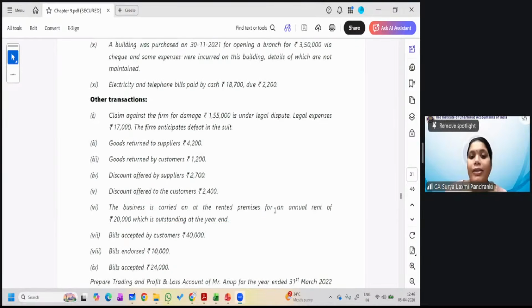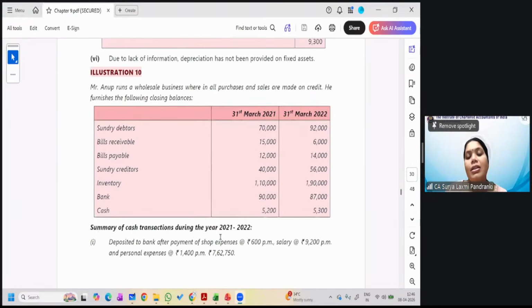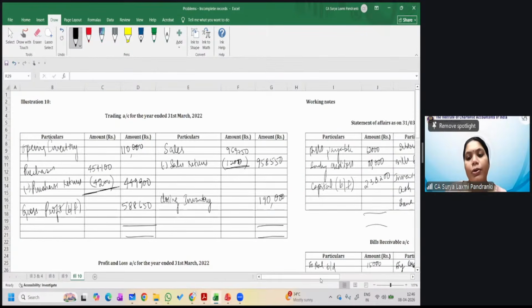Other means what? They're not involving any payment. They're not involving any cash or bank payment. That's why it is given as other transactions, right? Now they're asking you to do what? Prepare your trading account, P&L account, and balance sheet. Now, for a trading account, you will need what? Generally, to prepare a trading account, what do you all need? You will need opening inventory, closing inventory, purchases, sales. Then the balancing figure would be your gross profit.